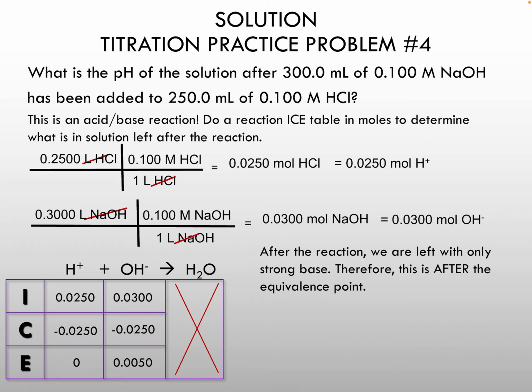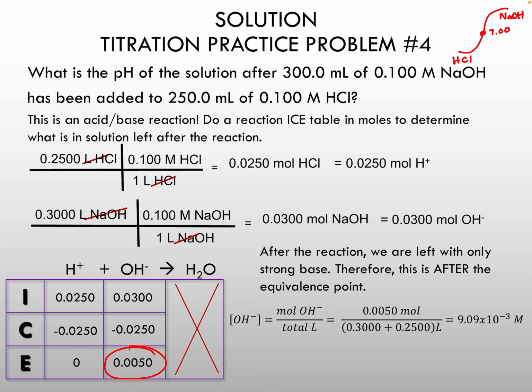This is telling us this is after the equivalence point. Because if we think about the titration curve, pH was 7 here. Over on this side, we would have excess hydrochloric acid. Up here, we have excess sodium hydroxide. So this is after the equivalence point. We only have strong base, so that is what we will use to calculate our pH.